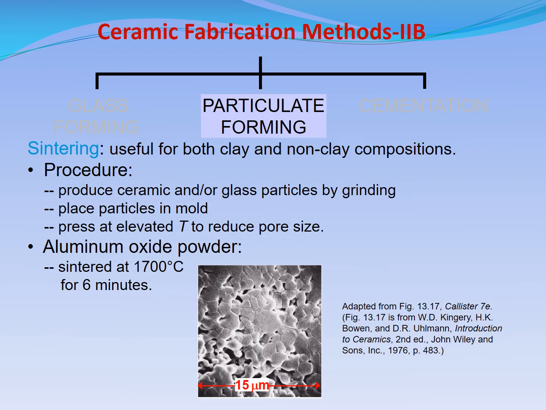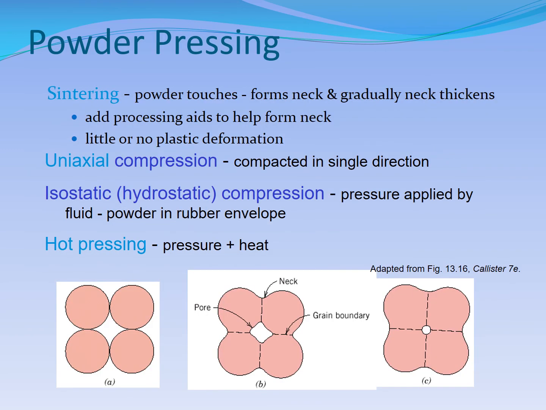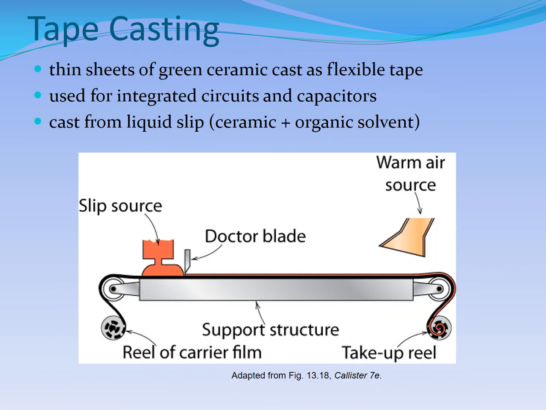Then in particulate forming, the other method is sintering. We have already told you what sintering is. You can read a little more detail about sintering here. So sintering, uniaxial compression, isostatic or hydrostatic compression, hot pressing. These are types of powder pressing, right? Powder pressing has these steps.